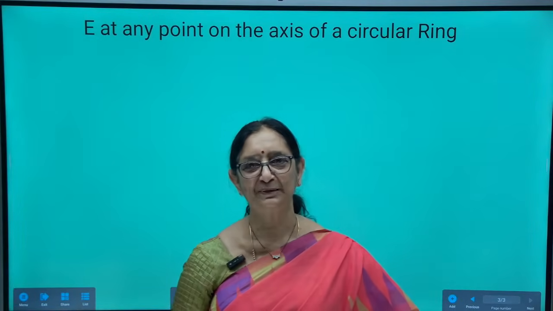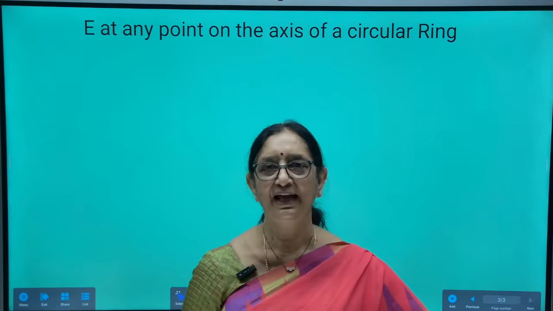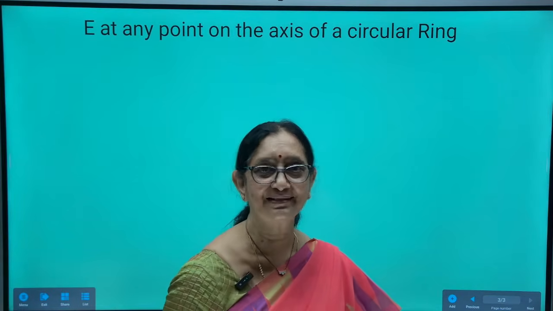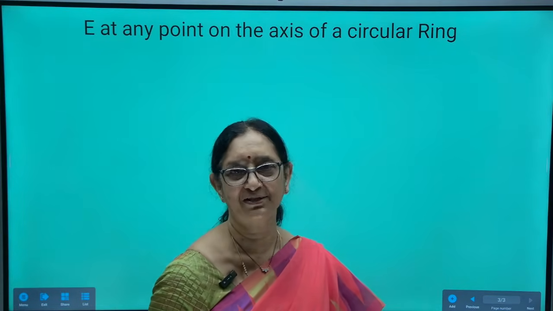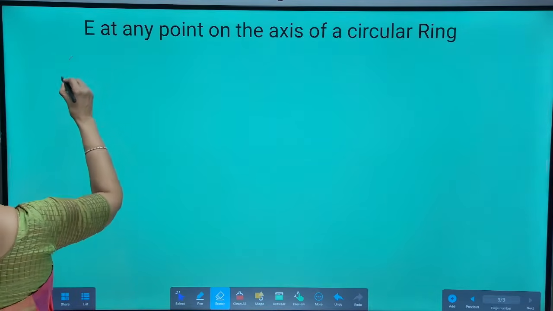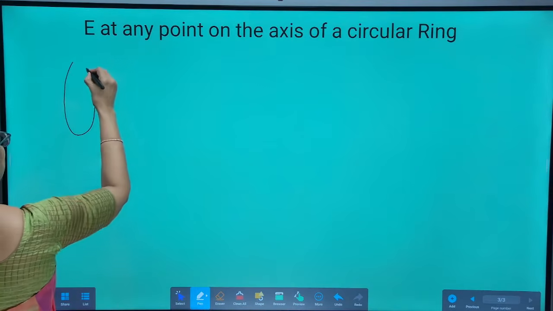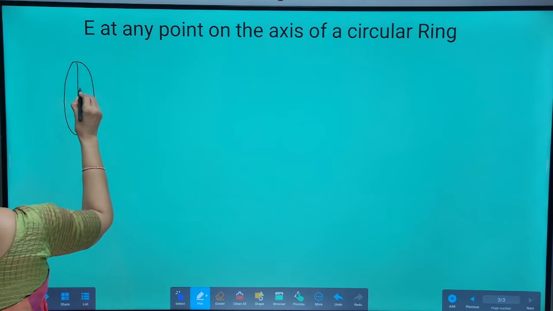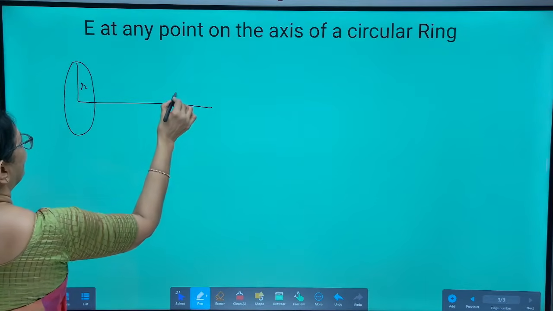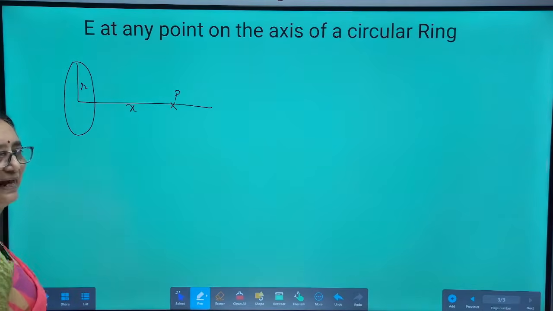Today I am going to explain to you the derivation of the expression for electric field intensity at any point on the axis of a circular charged ring. So, consider a charged ring. This is a charged ring, a circular ring of radius r. This is the axis of the ring. Let P be a point on its axis at a distance x from it.